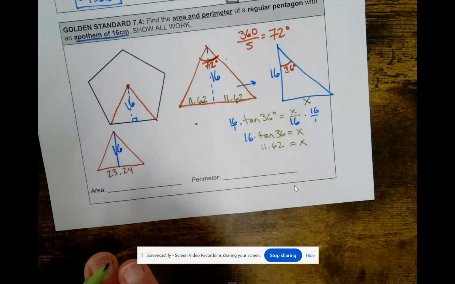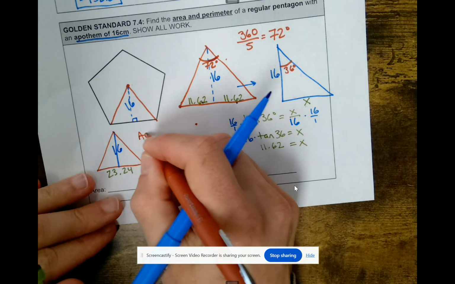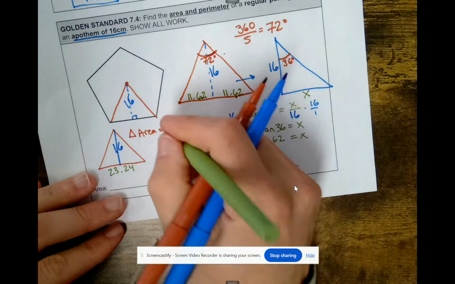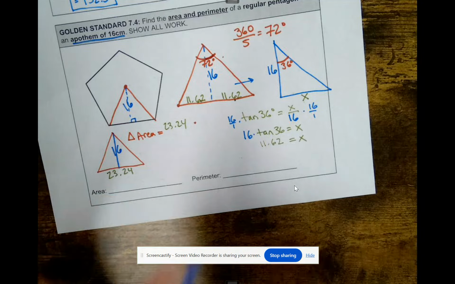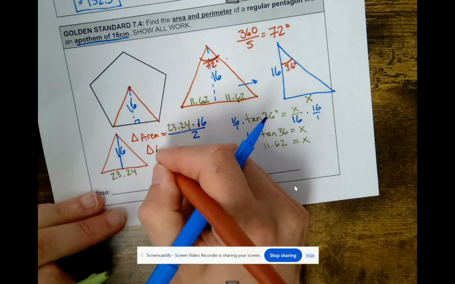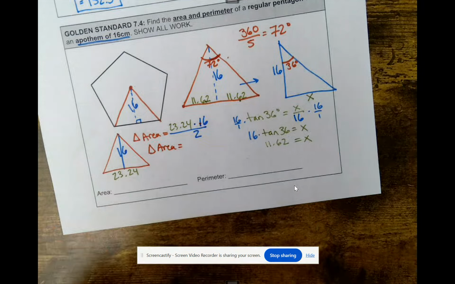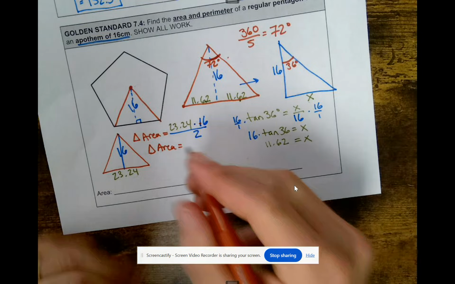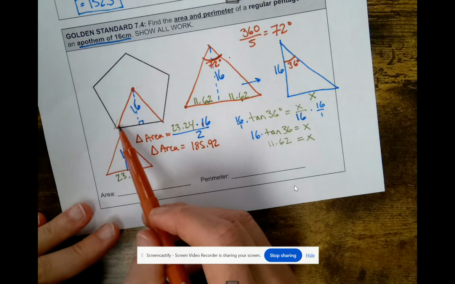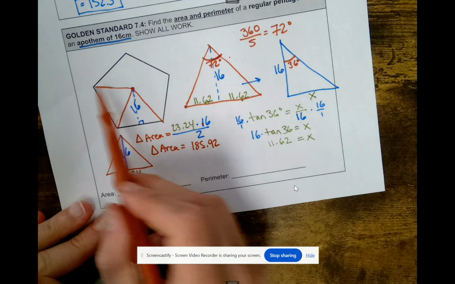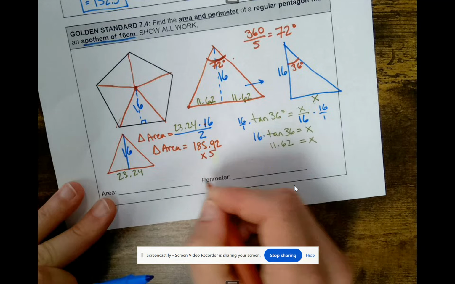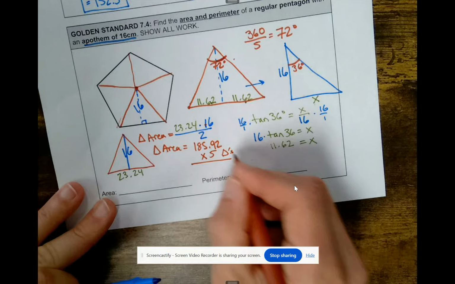So now, what's my area? The area of that triangle is base 23.24 times height 16, divided by 2. You put that together, and the triangle area is 185.92. Is that our final answer? No, that is just the area of one triangle. How many triangles are there? 1, 2, 3, 4, 5. So we need to multiply this by 5. There are 5 triangles in the pentagon.